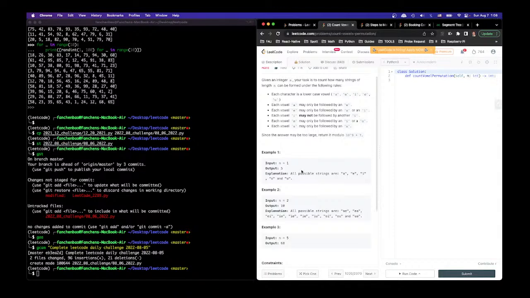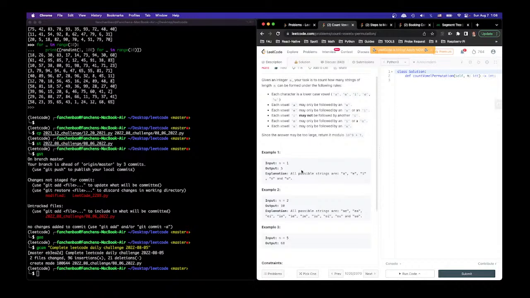If it's E, we can start with A or I, so that's 2. If it's I, we can start with A, E, O, U, so that's 4. If it's O, we can start with I and U, that's 2. If it's U, it's going to be 1. So that's 1, 2, 4, 2, 1, which gives me 10.